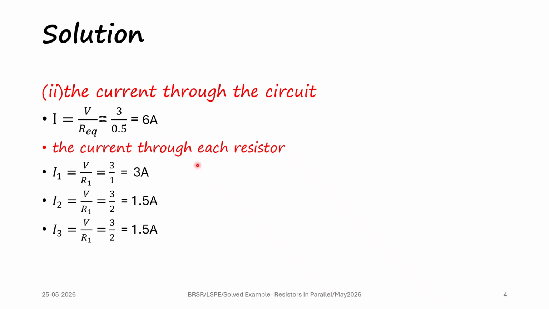The current through each resistor is calculated by the supply voltage divided by the value of the resistance. So the current through the 1 ohm resistor is given by 3 divided by 1, which is 3 ampere. Current through the 2 ohms resistor is given by 3 by 2, which is 1.5 ampere. And the other resistance also has the same value of 2 ohms, so through that also a current of 1.5 ampere flows. So the 6 ampere current in the circuit is distributed as 3, 1.5 and 1.5 ampere based on the value of the resistances connected in parallel.